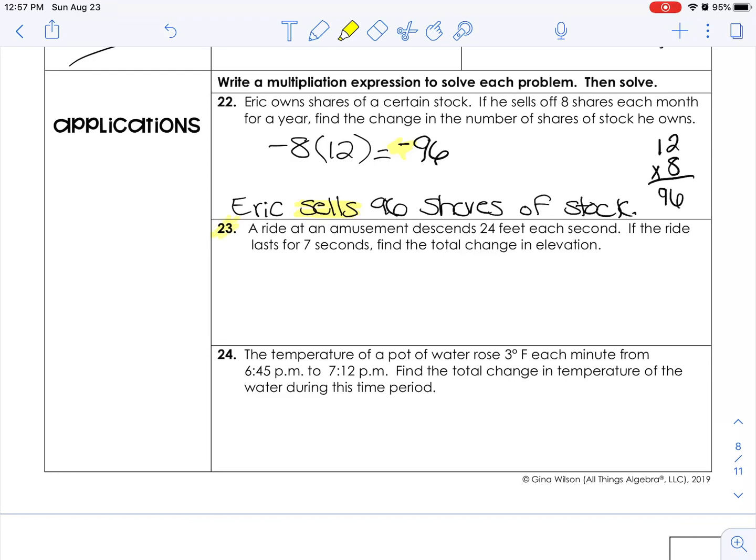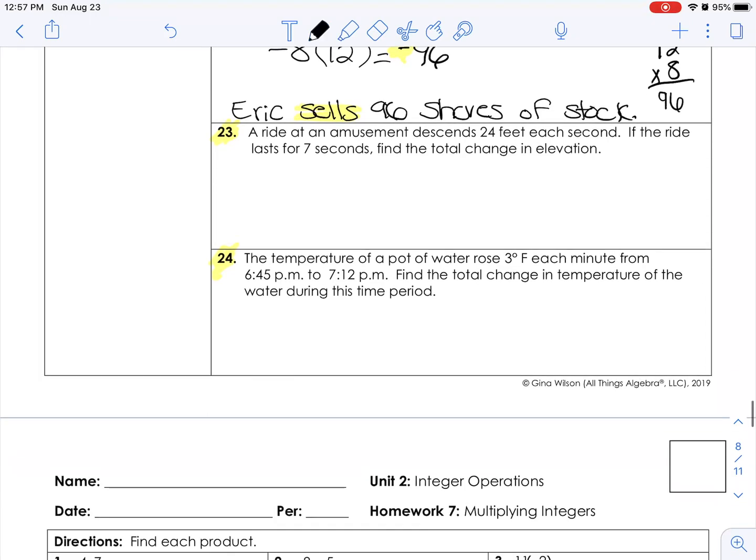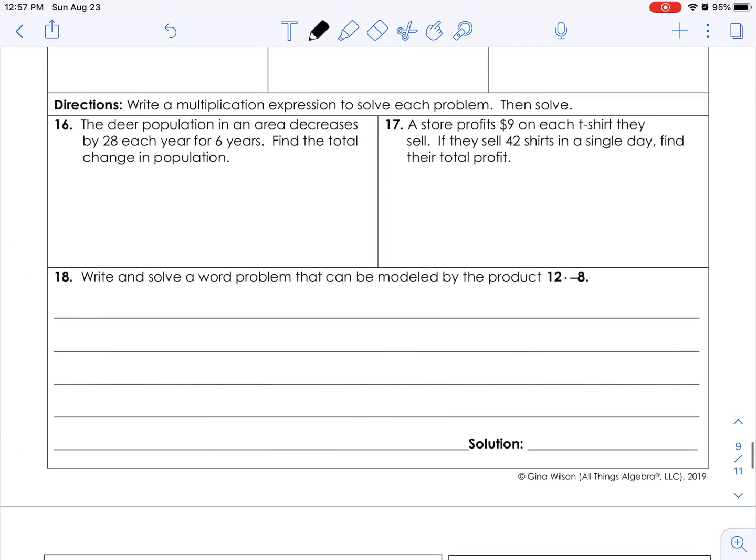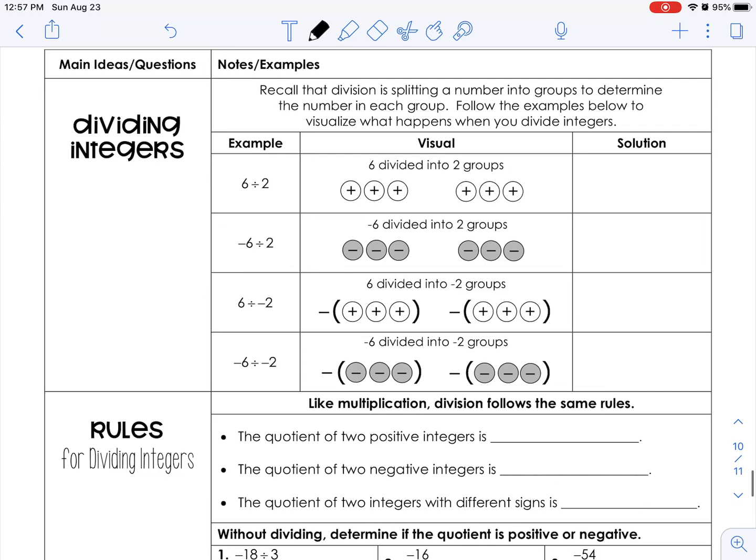Go ahead and highlight number 23 and 24, and we'll come back to those. And then let's take a look at dividing integers.